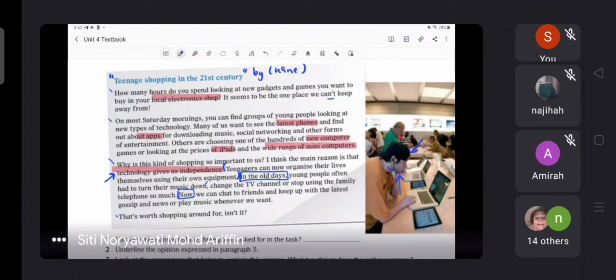Okay. Last paragraph. This is one line. This is a comment, this is personal opinion, his personal opinion. Okay, that's worth shopping around for, isn't it? Isn't it worthwhile if we go shopping like this. That's the question. Okay. So meaning that going to the electronic shops, getting their own gadgets, with the technology, it gives independence. It is worth their time to go shopping around. Okay, so far clear? Any questions?